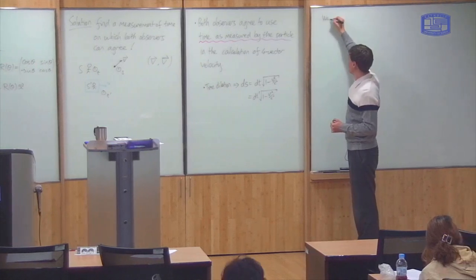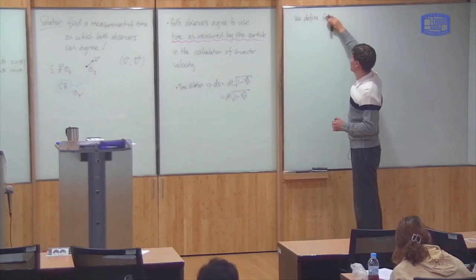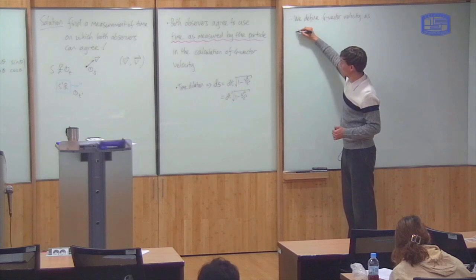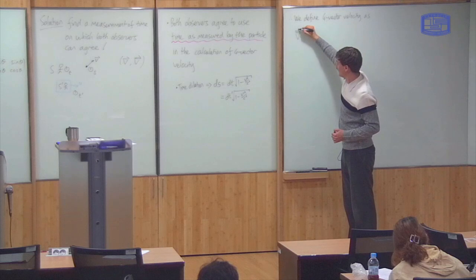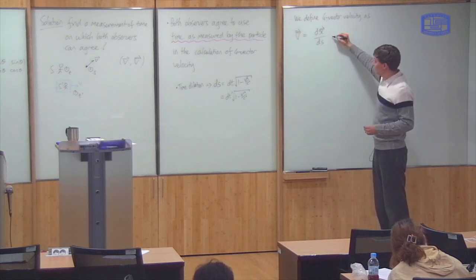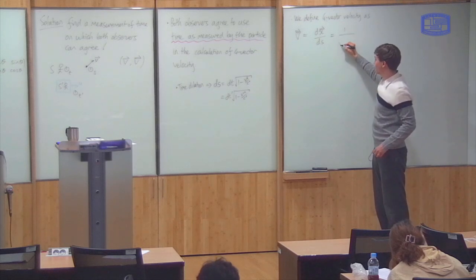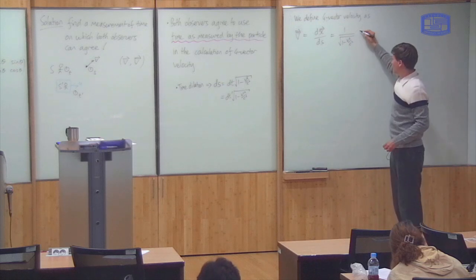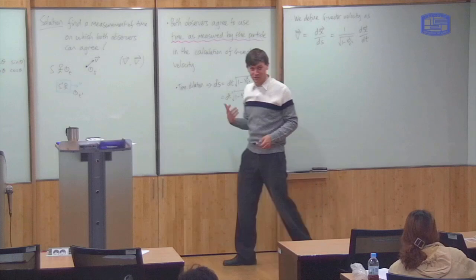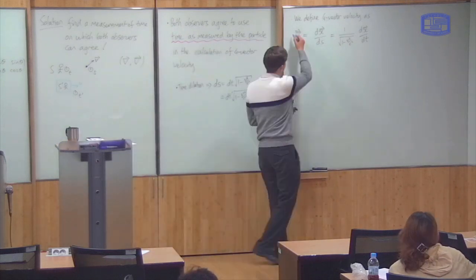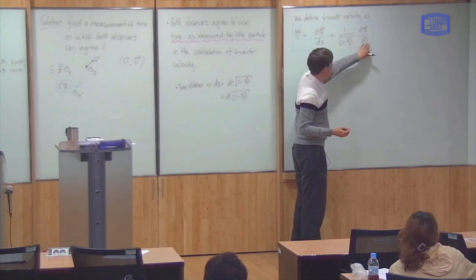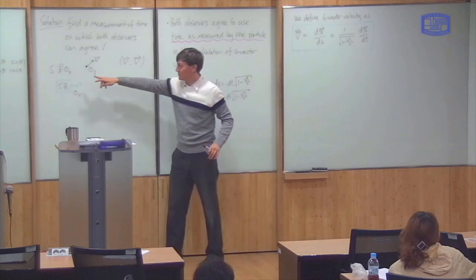So therefore we define the four vector velocity as v with a double arrow, which is the derivative of the four-vector position with respect to the particle's time. And then from this definition, this is equal to 1 over the square root of 1 minus v squared over c squared times dx by dt. So the difference between the four-vector definition of velocity and the normal definition of velocity is in this factor here. And the meaning of this factor is that the time used in the measurement is not the time measured by the observer, but is the time as measured by the particle.